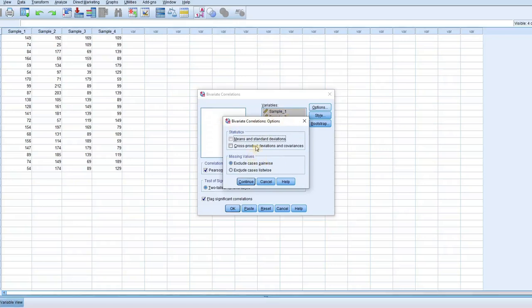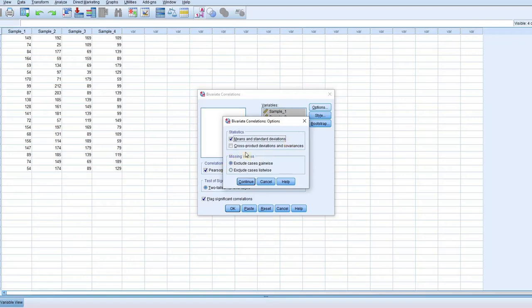In this dialog box, check the box for means and standard deviations. This selection will produce the descriptive statistics of the variables, such as the mean, the standard deviation, and the number of observations per sample, or number of cases.